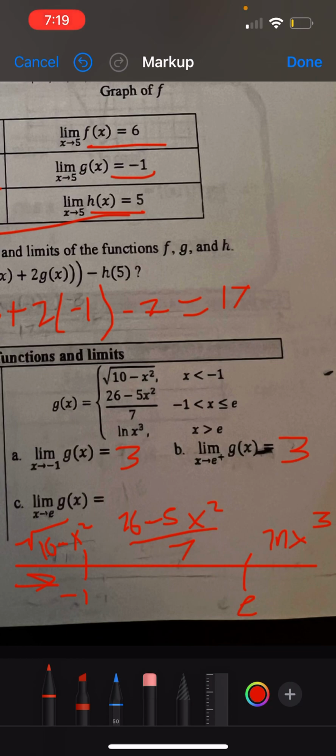And then the last one, limit of g of x as x approaches E, because this value and this value are different, then this does not exist. And yeah.